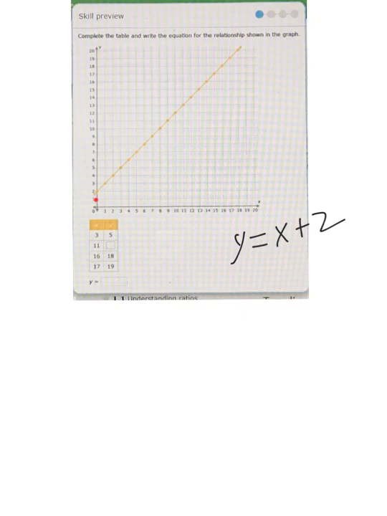So let's look over, because we see that at 3 it's at 5. At 11, are we right? Yes, it's at 13. So Ms. Cooper, how did you figure out that equation?